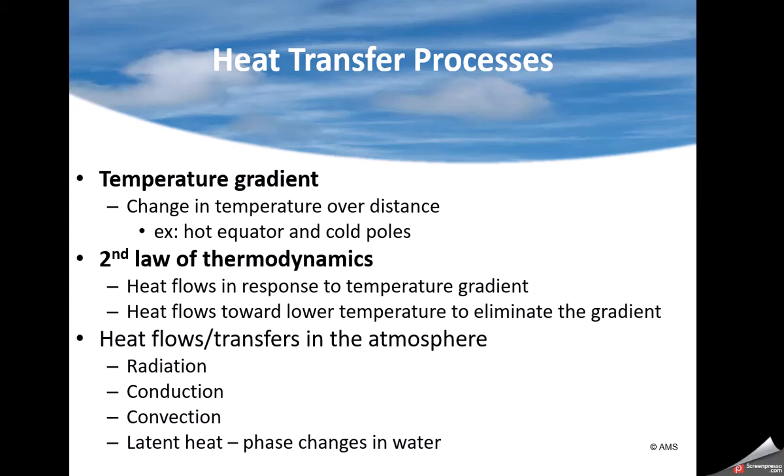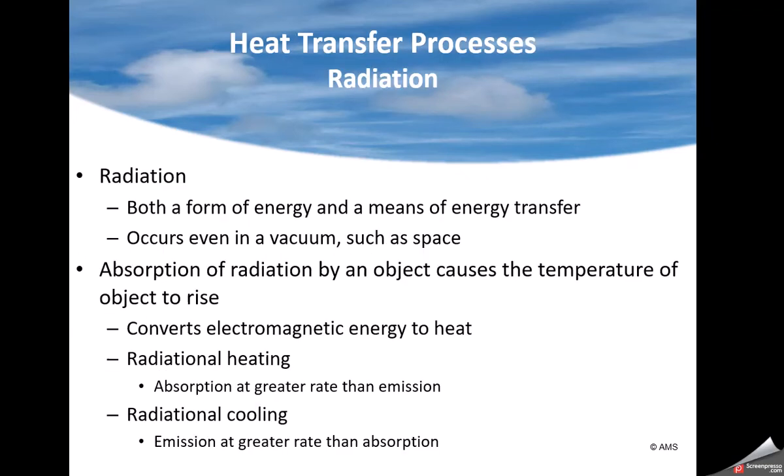So how does heat flow? Well, there are four basic ways: radiation, which we talked about last week, conduction, convection, and latent heat. So let's delve into those a little bit. Radiation transfers energy directly through the atmosphere. It can occur in a vacuum. It doesn't have to be any molecules around. So we learned that last week.